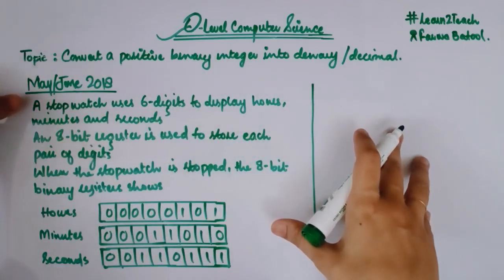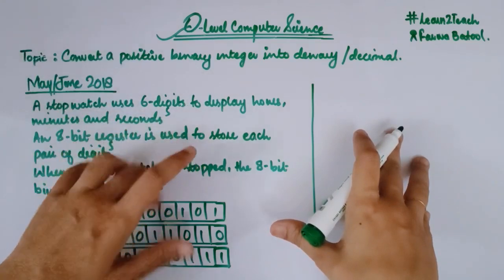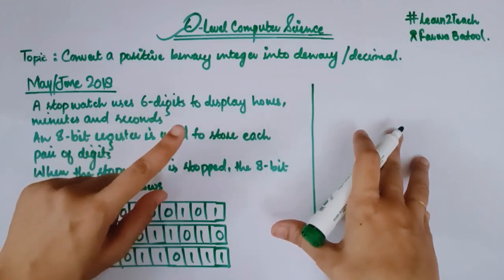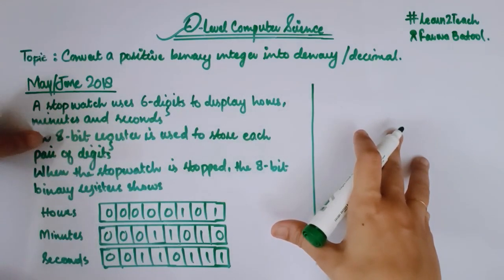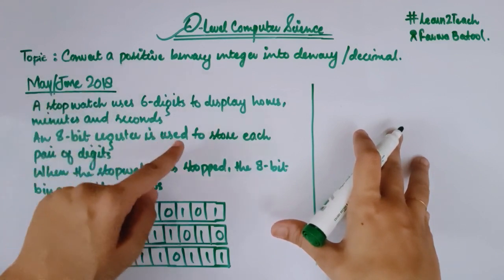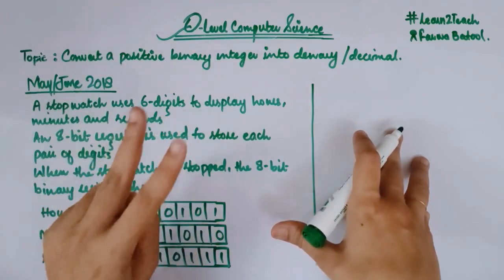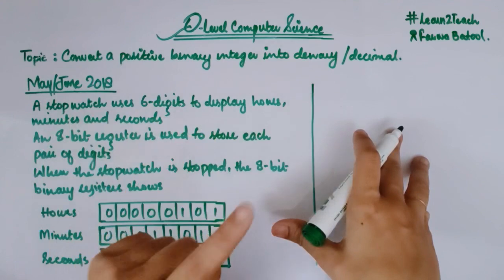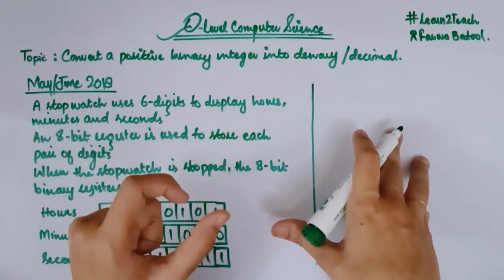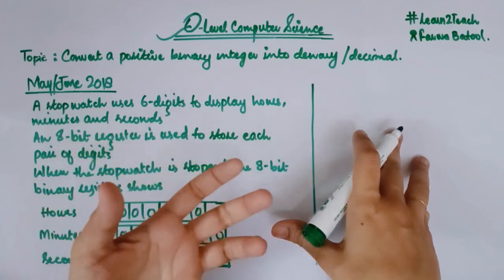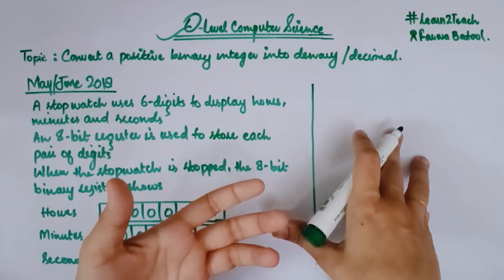The question says a stopwatch uses 6 digits to display hours, minutes, and seconds. You have 6 digits in order to display hours, minutes, seconds. It means 2 digits for each. The second thing, an 8-bit register is used to store each pair of digits. It means I have 6 digits, 2 for hours, 2 for minutes, and 2 for seconds, and each pair of digits is stored in an 8-bit register. What is a register? A register is simply a memory location that holds binary data.